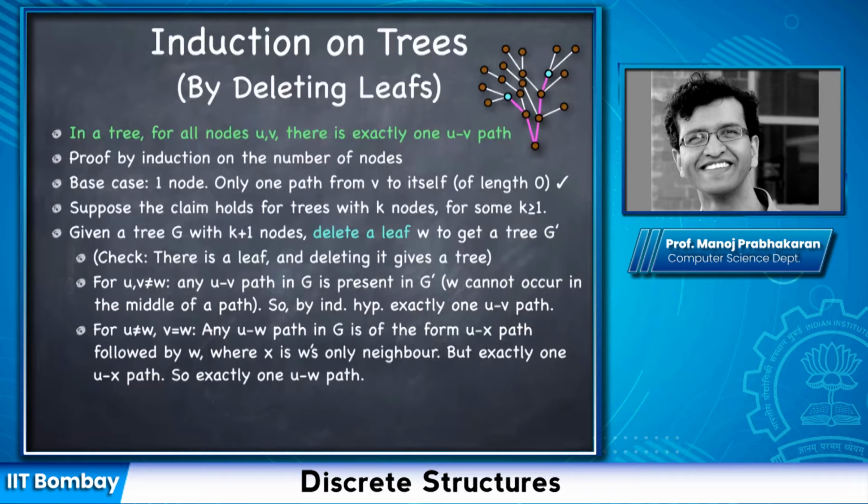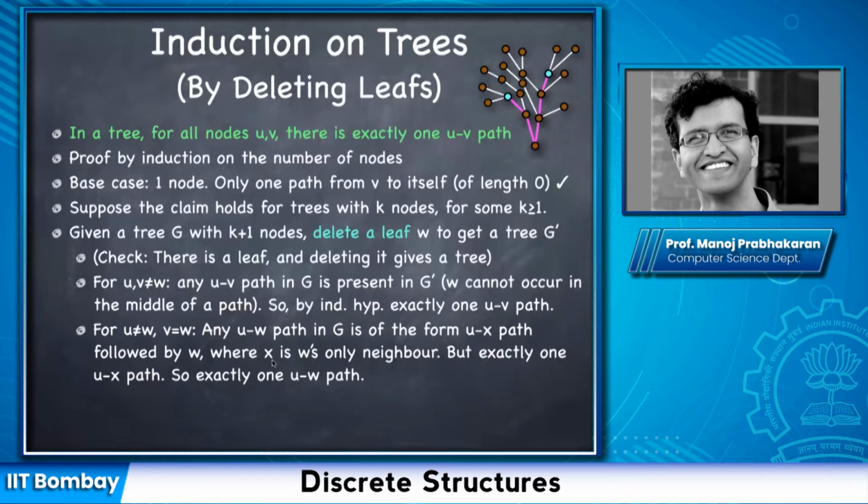What if one of them is equal to W? Say V equals W. So then, of course, there is no path in G prime from U to W, but any path in G from U to W should be of the form... So remember what a path is. It's a sequence of nodes, U0, U1, U2, and so forth, ending in W, and any adjacent pair is connected by an edge. But what can appear just before W? The only thing that can appear just before W has to be a neighbor of W. W has only one neighbor. Let's call it X. Right?